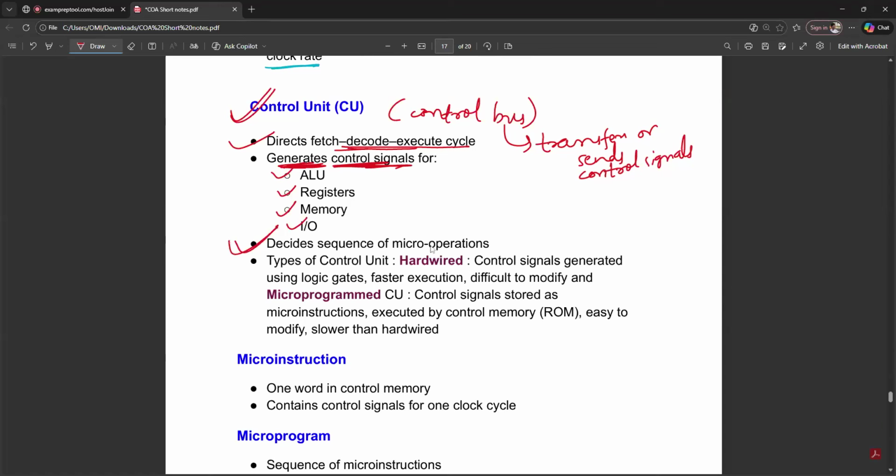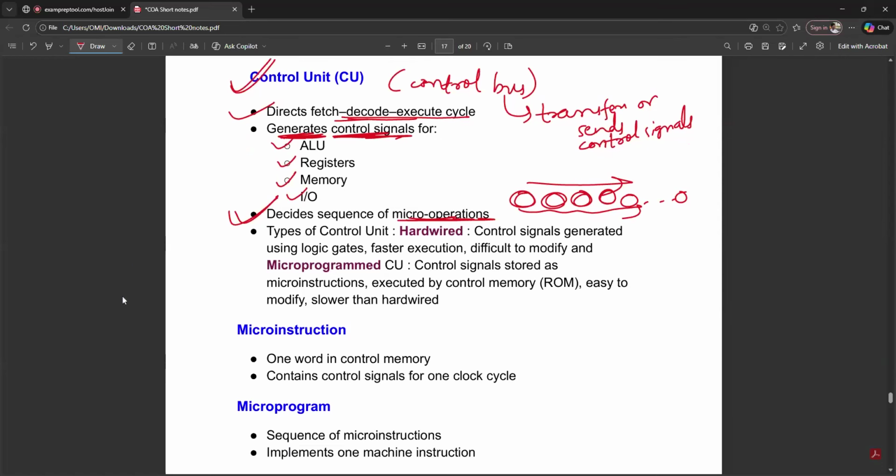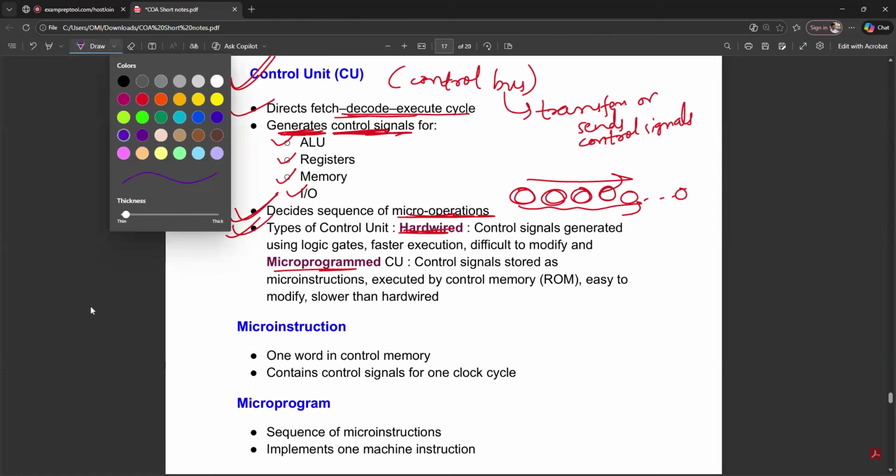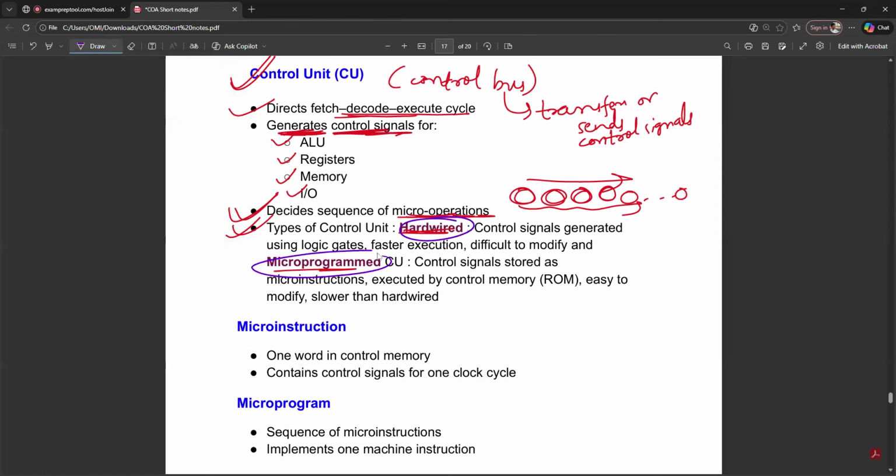Okay, so it decides the sequence of micro operations, which means that first this thing to perform, then this thing, then this thing. So it decides the sequence, right? So there are two types of control unit. First one is hardwired and microprogram, right? Hardwired and microprogram.